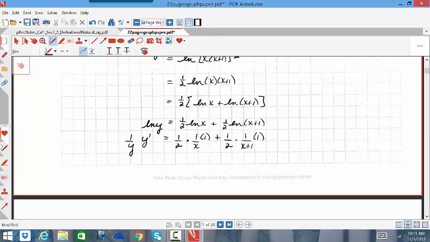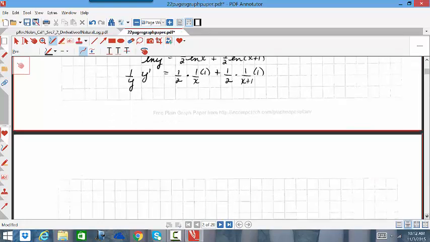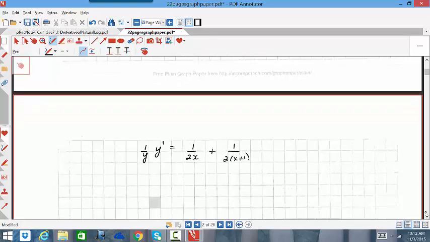So now I have, I wonder if I can scroll and still see this. I think so, okay. So now what I have is 1 over y times y prime equaling what? 1 over 2x plus 1 over 2 times x plus 1. So to solve for y prime, y prime equals y times 1 over 2x plus 1 over 2x plus 2.